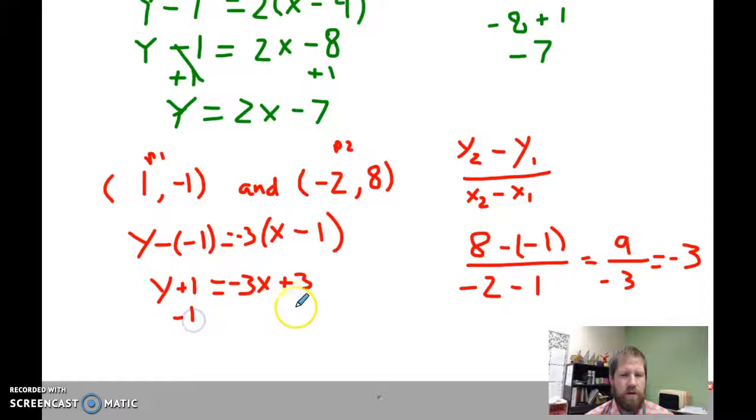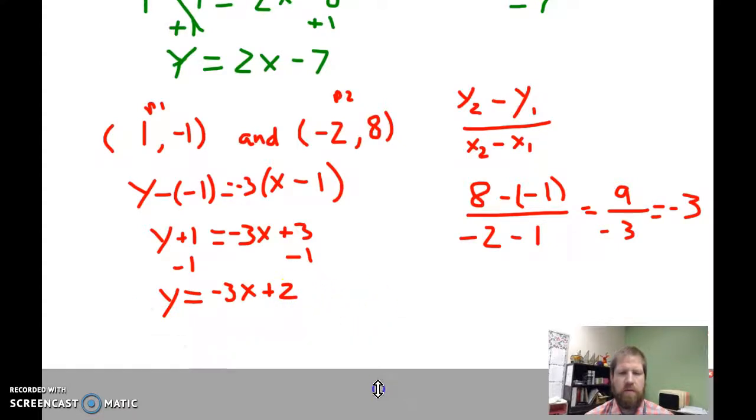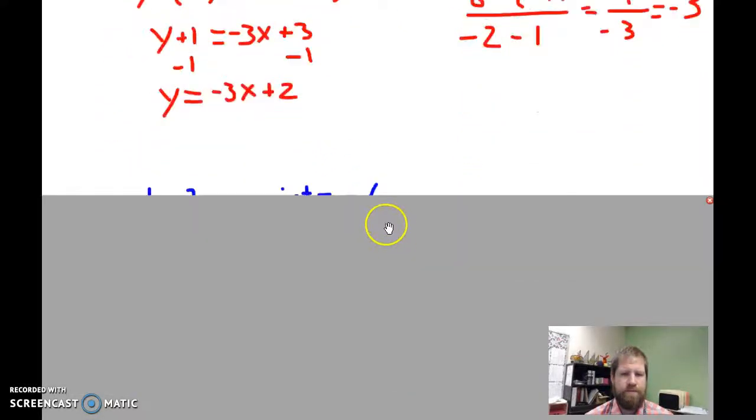Move my y coordinate over, subtract 1 from both sides. y equals negative 3x plus 3 minus 1 is 2. And there I've got it in my slope-intercept form, which is very easy to graph from.